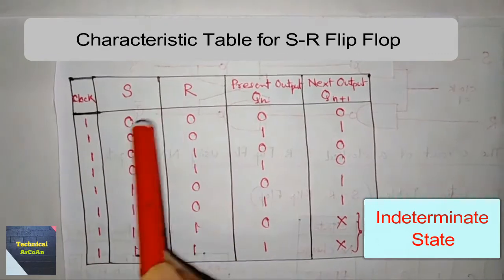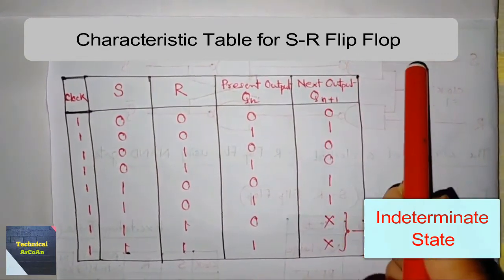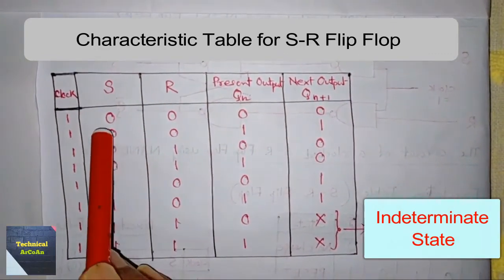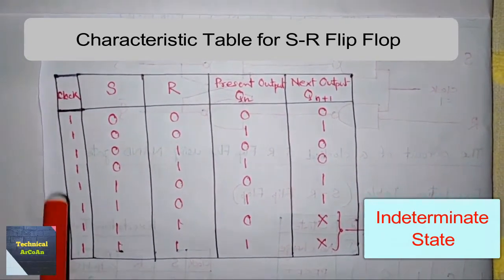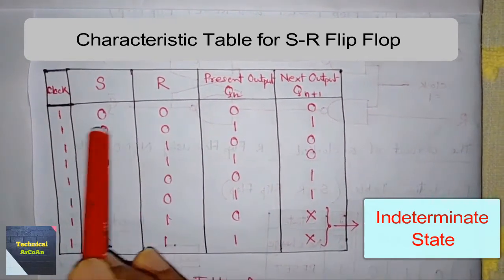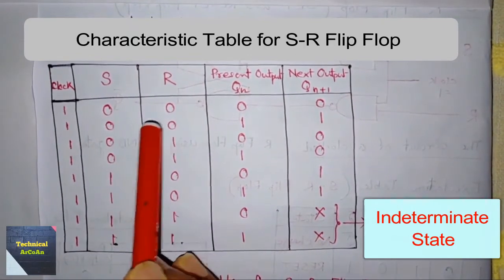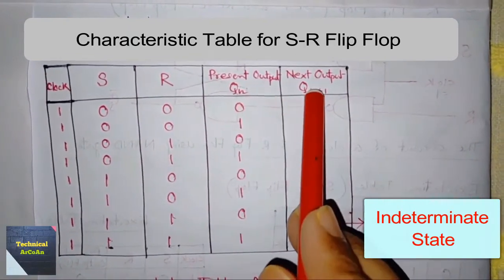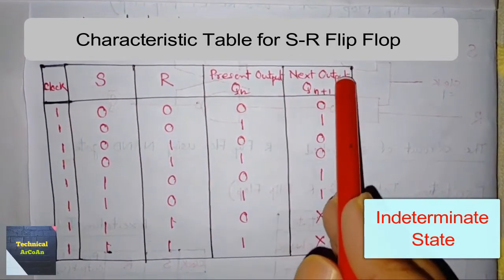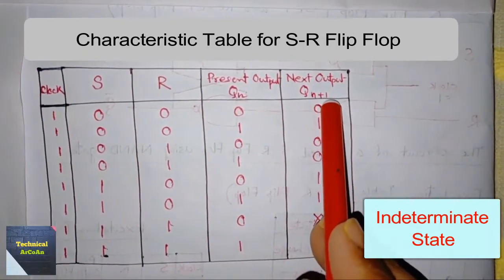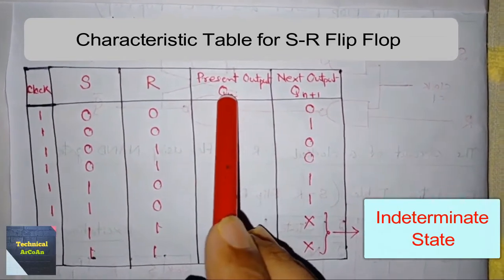Now this is the characteristic table for the SR flip-flop. What happens here is that we are defining clock, S and R. The clock should be 1, which means always high, and the combinations of S and R are given here. There are two other columns given. One is the present output, defined by Qn, and the next output, defined by Qn plus 1. This means one is the present state and the other is the next state.